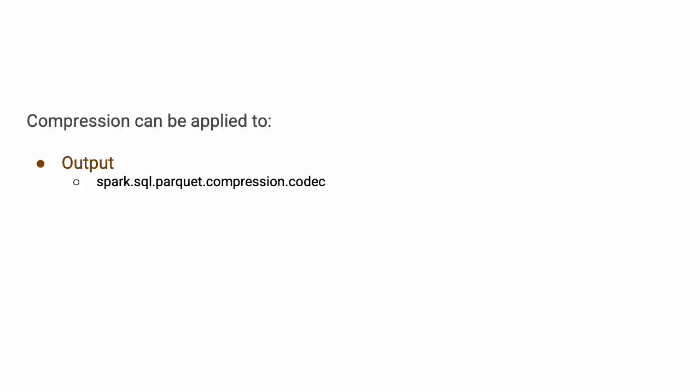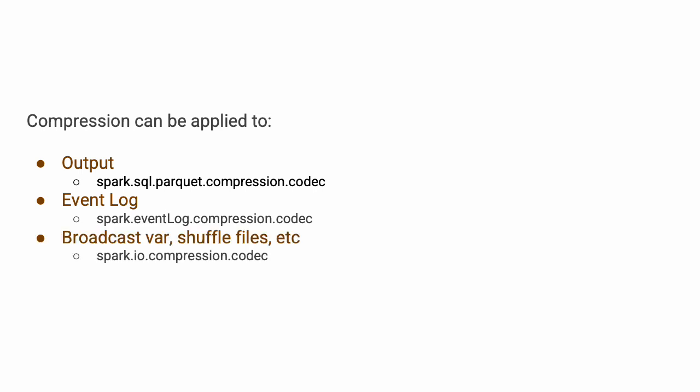And this compression can be applied not only to the output files, but it can also be applied to the event logs. Event logs are disabled by default, but you can enable them, in which case all the metrics from the executors are saved to a file. You can compress that file as well. And we can compress the temporary files, the shuffle files, and the broadcast variables as well. So you can choose different compression codecs for all these three classes of information.